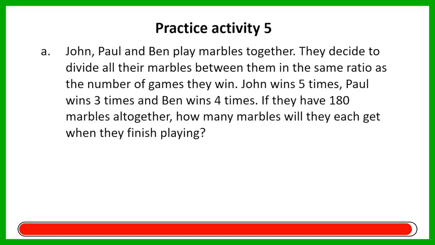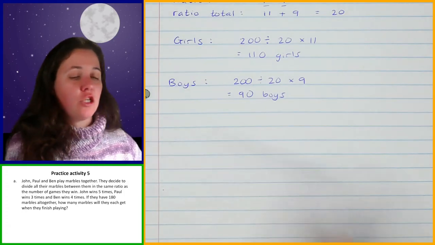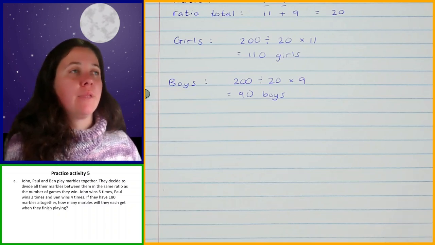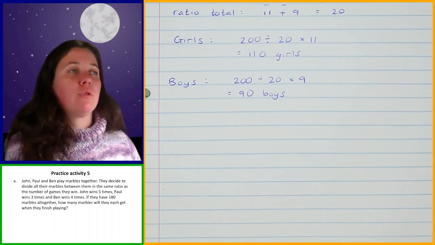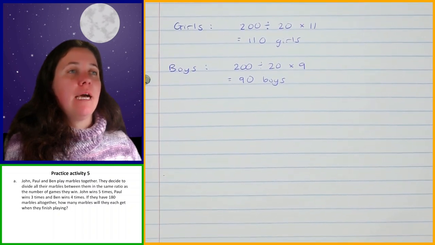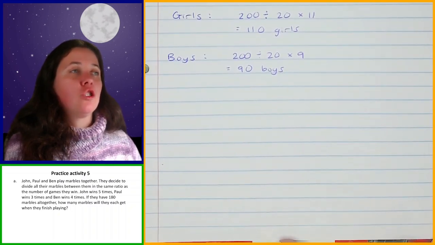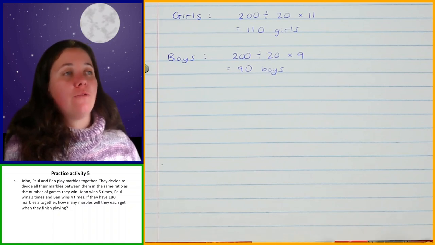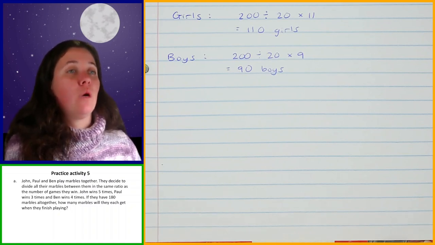Okay, hopefully you are done with that question. So in this example, we have John, Paul, and Ben that play marbles together. They decide to divide their marbles between them in the same ratio as the number of games they win. John wins 5 times, Paul wins 3 times, and Ben wins 4 times. If they have 180 marbles altogether, how many marbles will they each get when they finish playing?